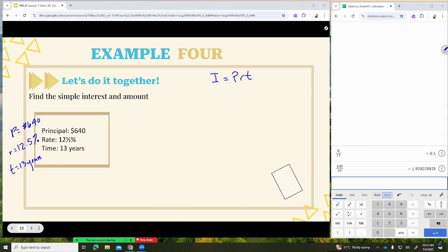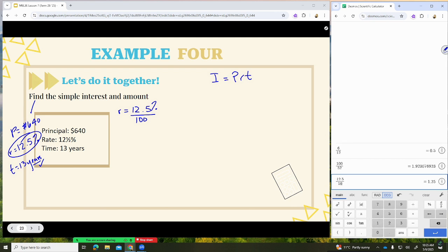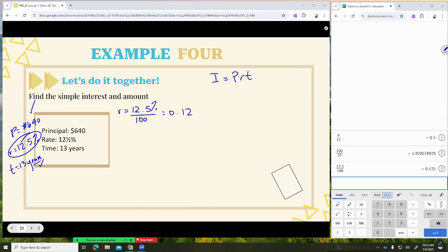Now, P is good, T is good because it's in years, but our interest rate, we want to find R as a decimal. Right now it's 12.5. We need to divide by 100 because it's a percentage. 12.5 divided by 100 equals 0.125. So R equals 0.125. Now we can plug it all into our formula.